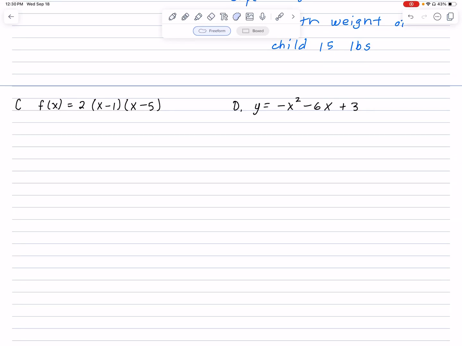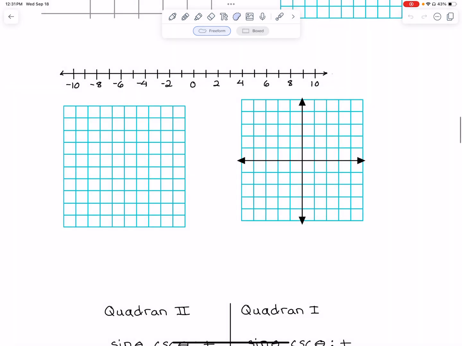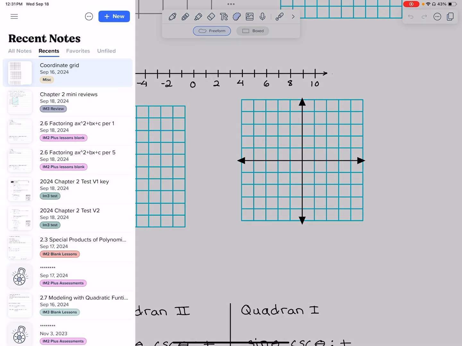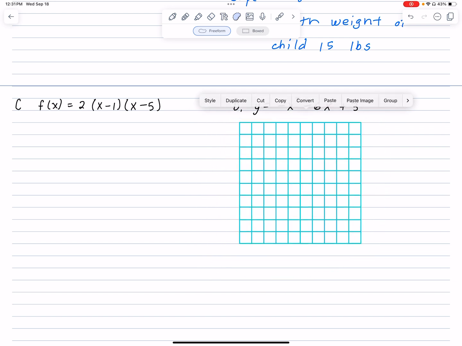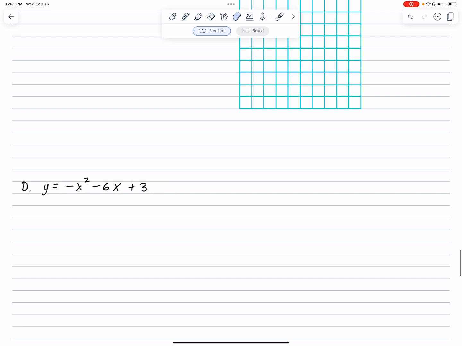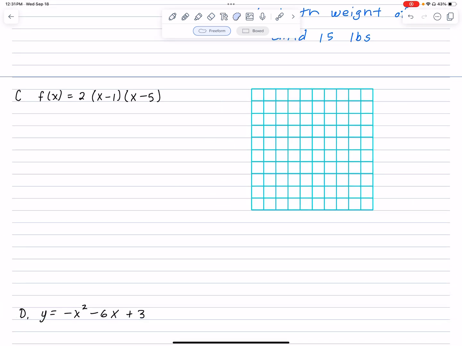Okay, so let's see what we can do with one. Actually, let me quickly go and grab a coordinate grid. I could have done some of these adjustments when you guys weren't watching, but you know what? I will do them now. Okay, so let's see what we got here.